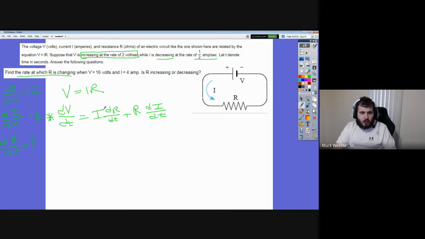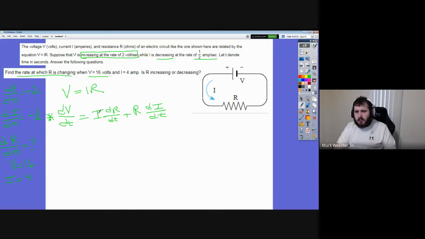We've got dV dt, that's 2. We've got dR dt, that's what we're trying to find. We've got I, right? They tell us here, V is 16 and I is 4. So let's write those things down too. Let's not forget. So dR dt is what we're trying to find. The dI dt we have, dV dt, but we don't have R. We need to figure out what R is, otherwise we can't do any of this, right?